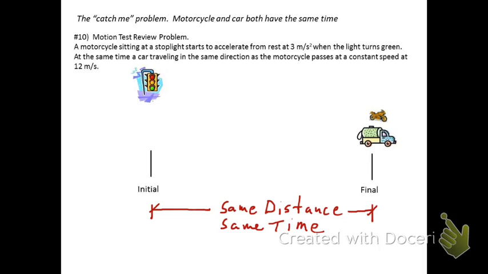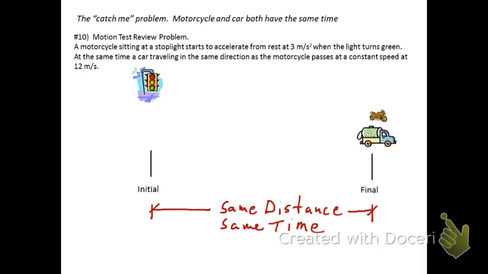The two pieces of information that each is going to share: from the stoplight, I need to put my reference point at the stoplight. From the stoplight, they have both covered the same distance. That's how I know that I've caught you. I'm in the same place at the same time as the other person. Another thing they share is the same time.